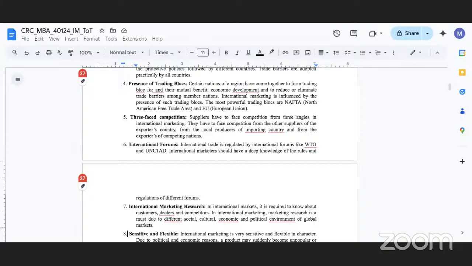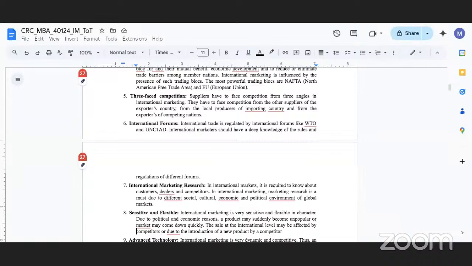The next aspect is the three-phase competition. So when we are talking in terms of three-phase competition, what does this mean? This means competition from other suppliers of the exporting company, from local producers of the importing company, and from the exporters of competing nations as well. So there are other nations also which are entering into that same market. So there is a threefold competition that we are looking at.